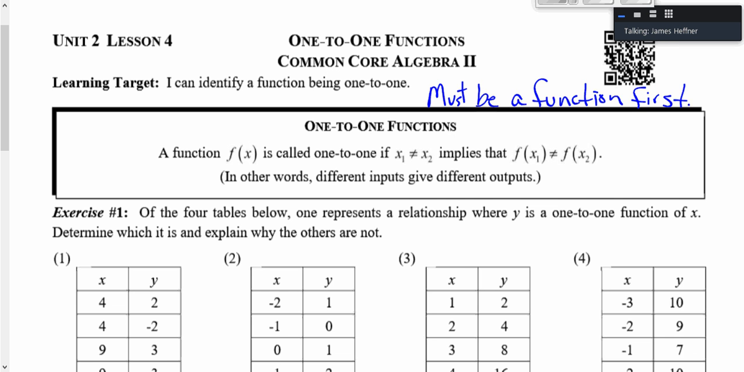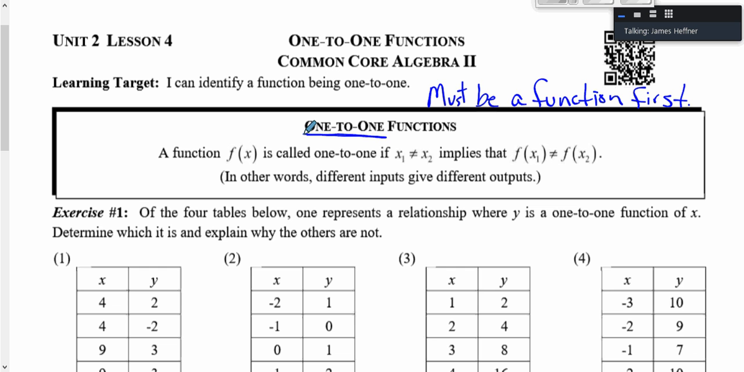And by the way, what was that quick test you could use if you had a graph of a relationship to see if it was a function? Anybody remember? Vertical line test. You can only cross the graph once at any place you draw it, okay? So you have to first determine whether it's a function. Once it's a function, it may be what they call one-to-one.